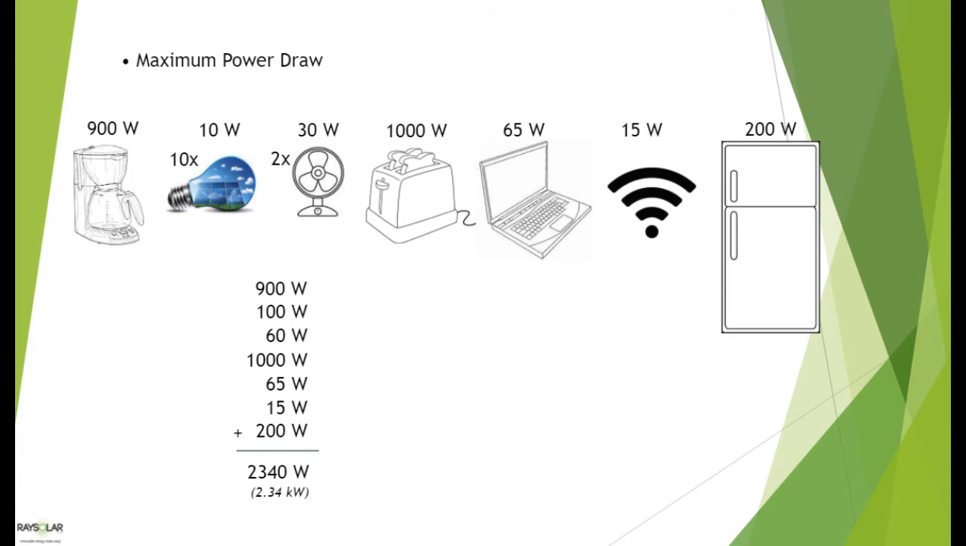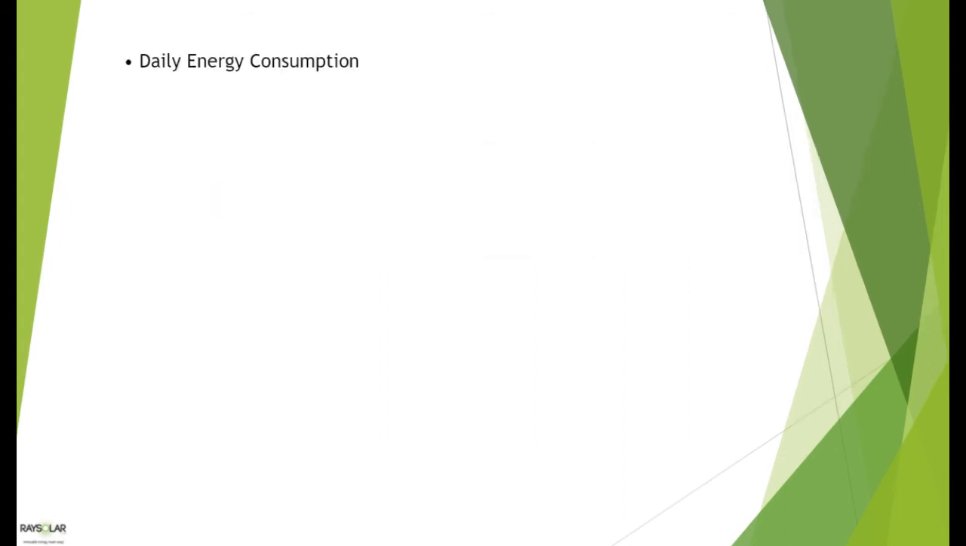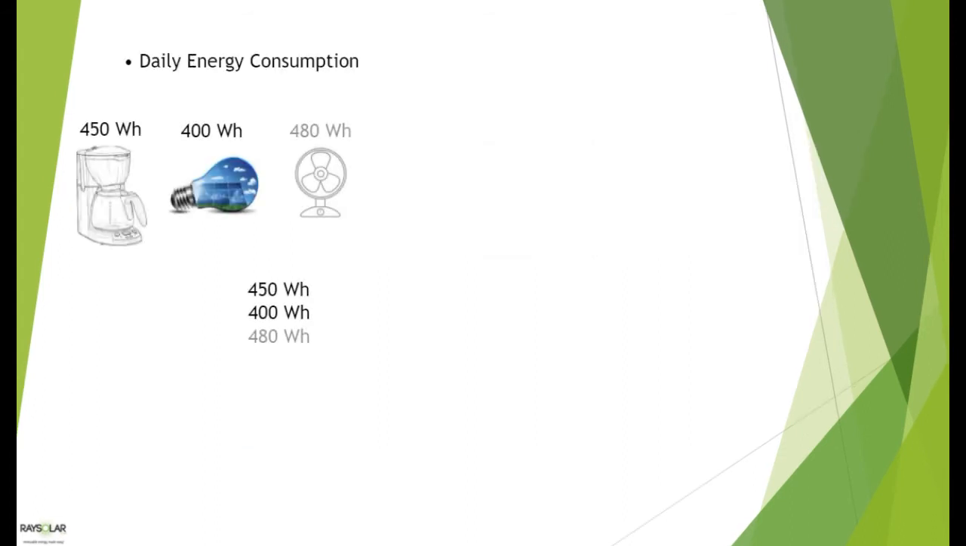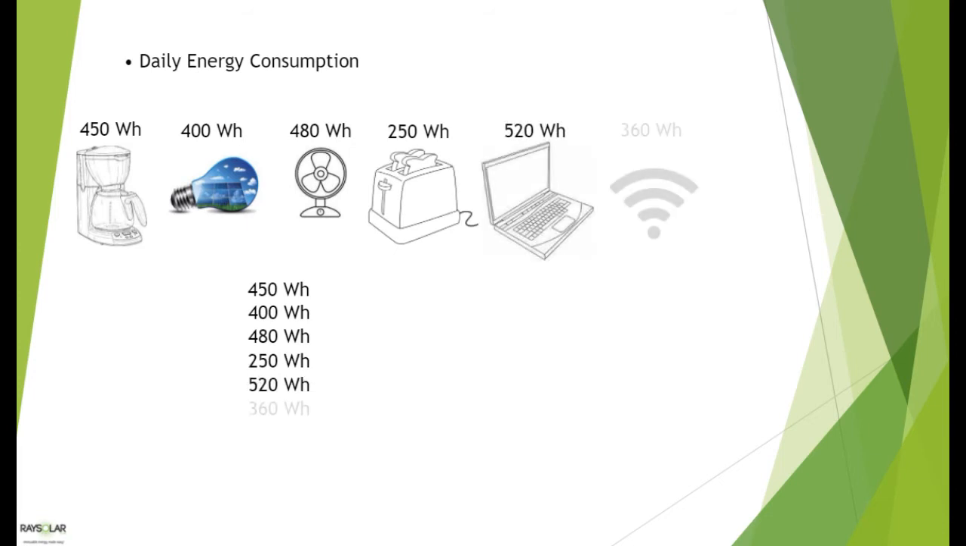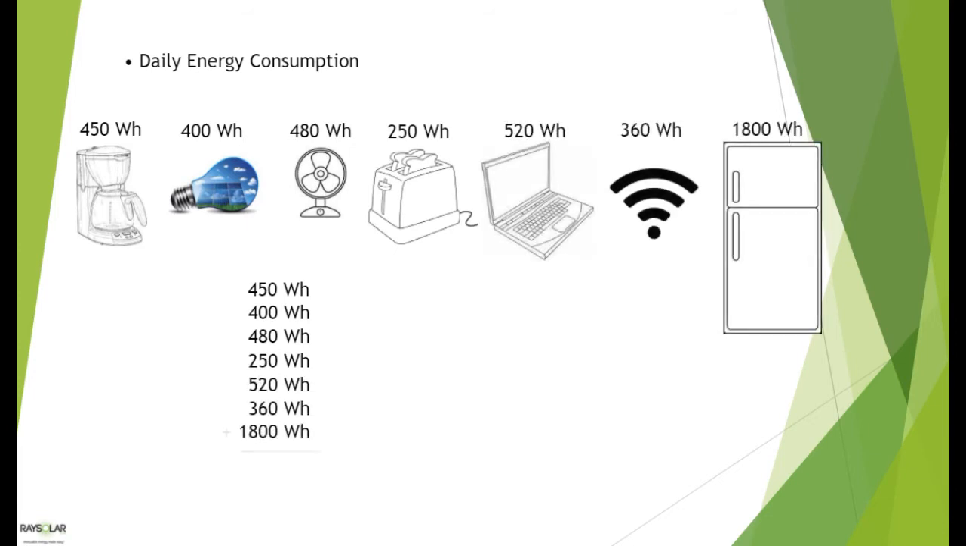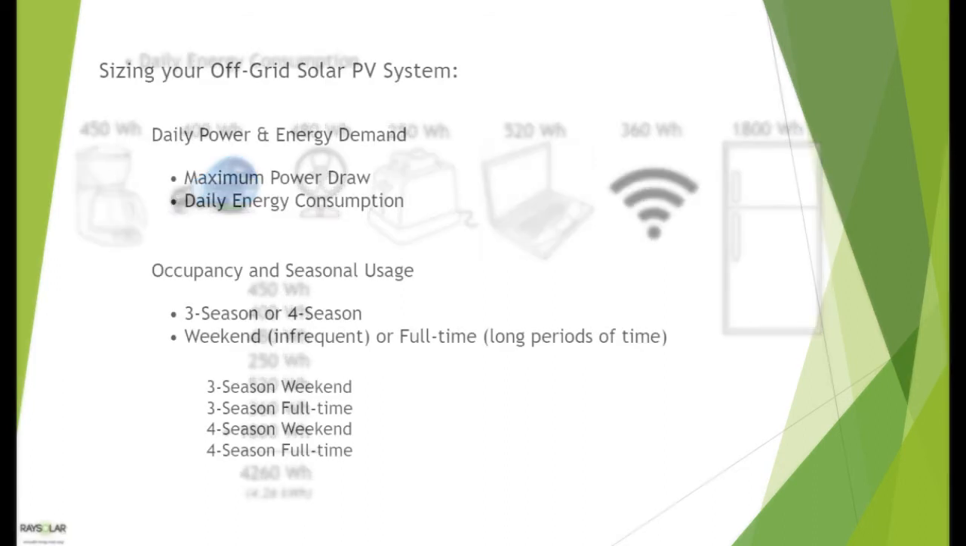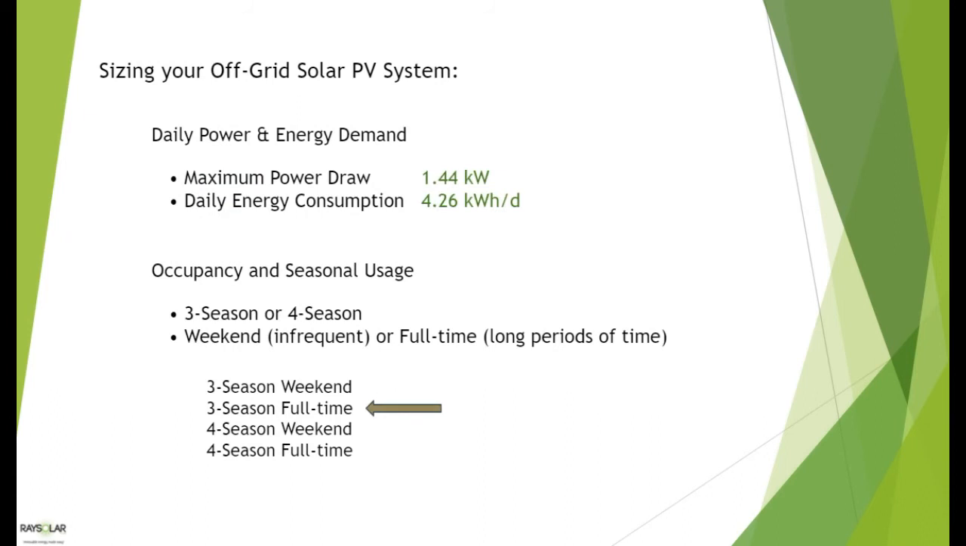Now, if we wanted to use a 2-kilowatt inverter, we can see that we're exceeding that 2 kilowatts with 2.34 kilowatts. If we consider only using the coffee maker after the toaster and not at the same time, we can remove the coffee maker's 900 watts from our equation, and we see that the new power demand is 1,440 watts, or 1.44 kilowatts. And now we can add together the daily energy consumption from each of our appliances. We find that the total daily energy consumption is 4,260 watt-hours per day, or 4.26 kilowatt-hours per day. And now, we have all the necessary information to size our system.